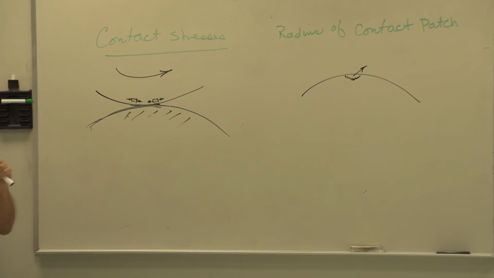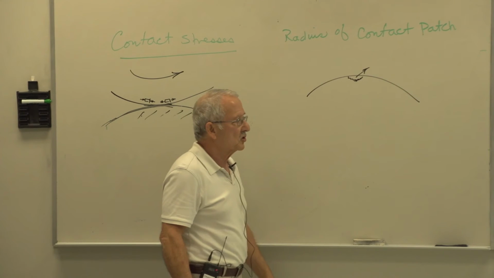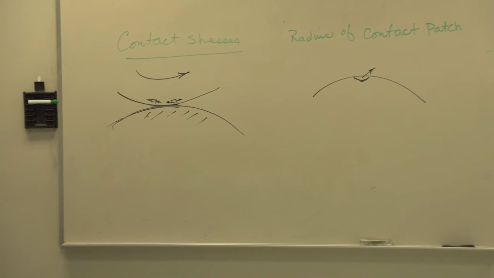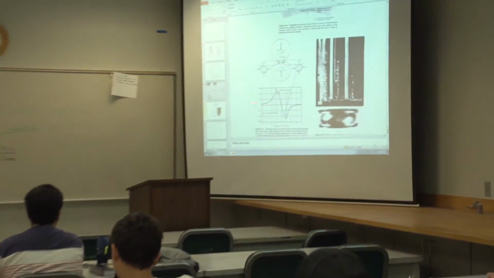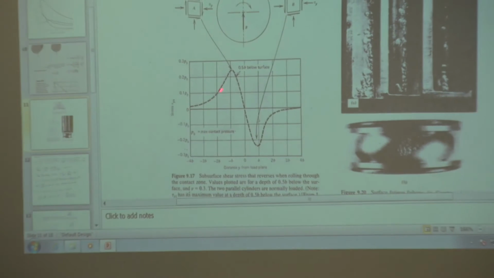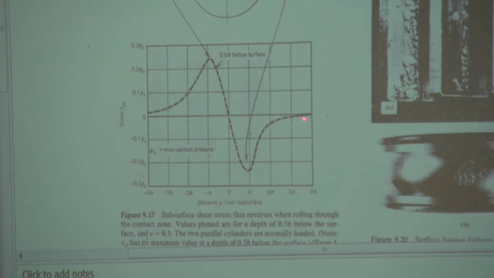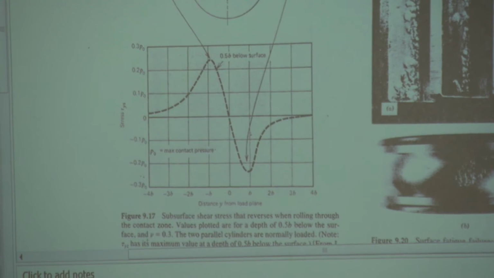It is not from just the stresses at the surface, it's from the subsurface shear stress. The variation of the subsurface shear stress is like that. As you get away from the contact patch, of course, it decreases. Comes in here, reaches a maximum there, decreases, goes to 0, decreases, changes sign.